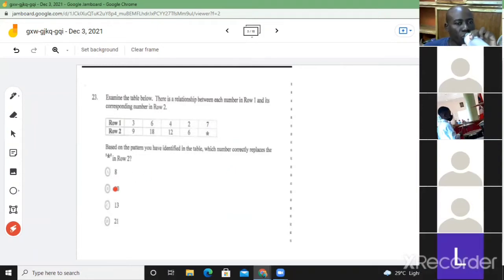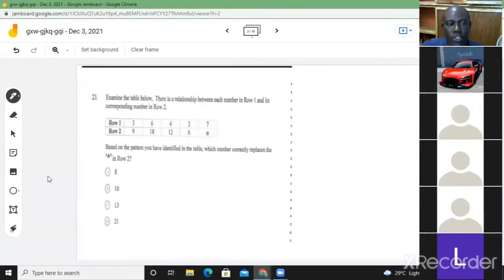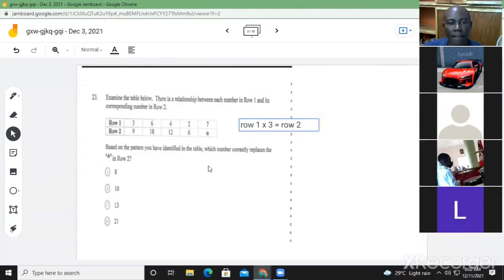Row 1 is multiplied by 3 to get what's in the second row. Everybody agree? Yes, sir. All right, good. So the relationship, let me just write it. When you're looking back over, the relationship is that the top row, or we could say row 1, multiplied by 3, gives row 2. Everybody agree to that? Yes, sir. Very good.